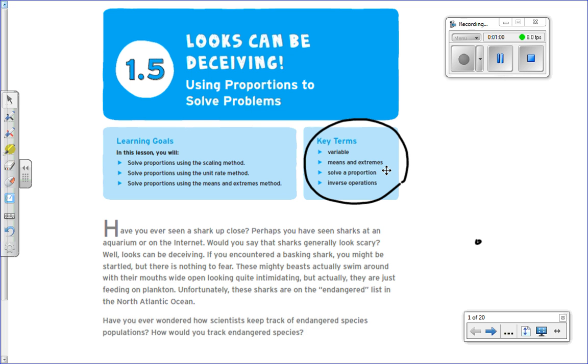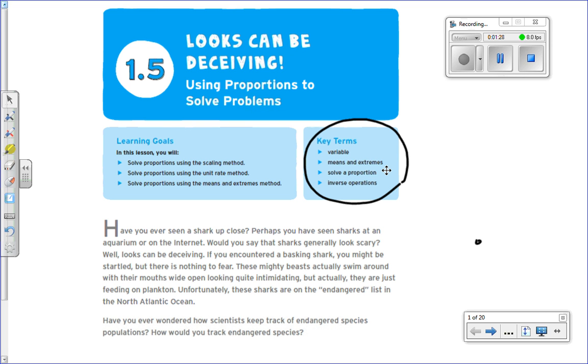Have you ever seen a shark up close? Perhaps you have seen sharks at an aquarium or on the internet. Would you say that sharks generally look scary? Well, looks can be deceiving. If you encountered a basking shark, you might be startled, but there's nothing to fear. These mighty beasts actually swim around with their mouths wide open looking quite intimidating, but actually they're just feeding on plankton.